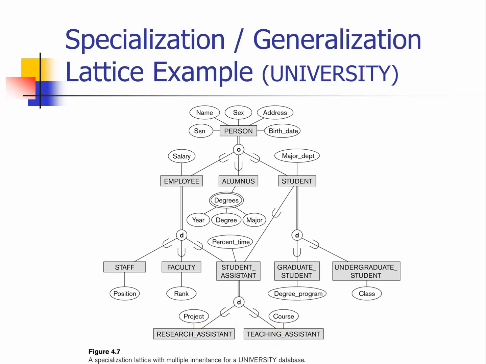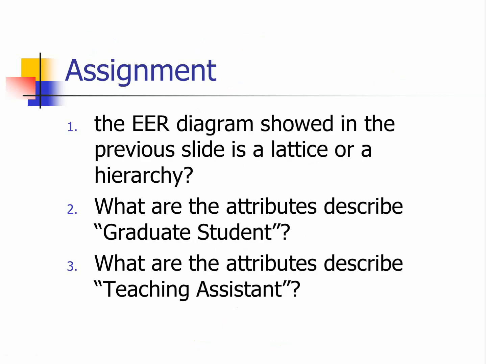And therefore, try to understand what's the big picture described here. And therefore, I'm going to give you some assignments. First of all, in the EER diagram that we just saw, is this a lattice or a hierarchy? Pretty simple, right? What are the attributes describing the graduate student? Also, what are the attributes describing the teaching assistant? Try to provide these answers as detailed as possible to me through Blackboard, and I am looking forward to seeing your answers.